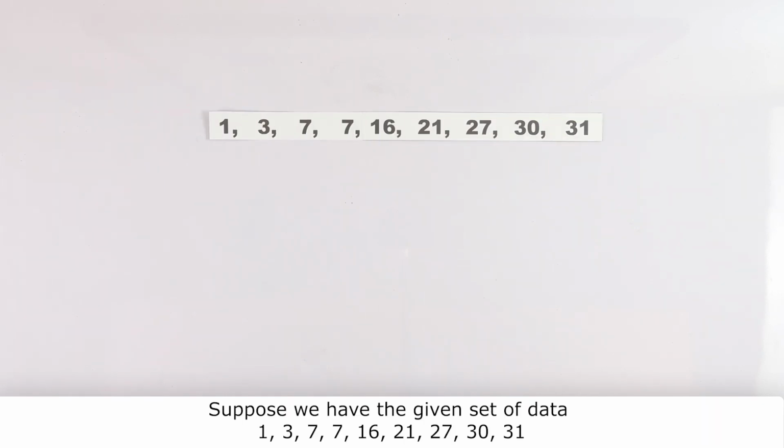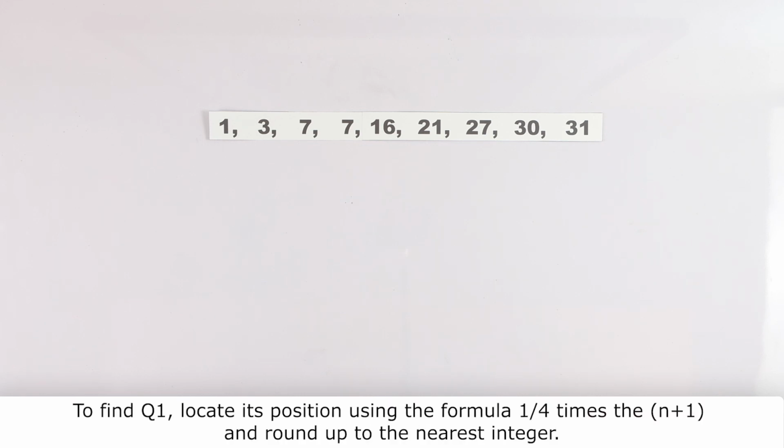Suppose we have the given set of data: 1, 3, 7, 7, 16, 21, 27, 30, and 31. To find quartile 1, locate its position using the formula 1/4 times the quantity of n plus 1, and round up to the nearest integer.